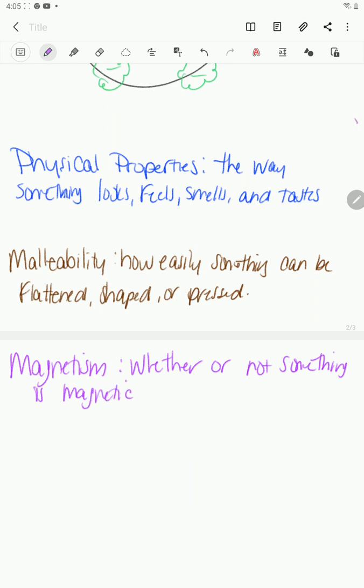Okay, so you pick up your spoon from your plate and you realize that it's magnetic, or the paper clip that's holding your papers together is magnetic, okay? A piece of plastic that is not magnetic would not have magnetism, right? That would not be a property of plastic because plastic is not magnetic.